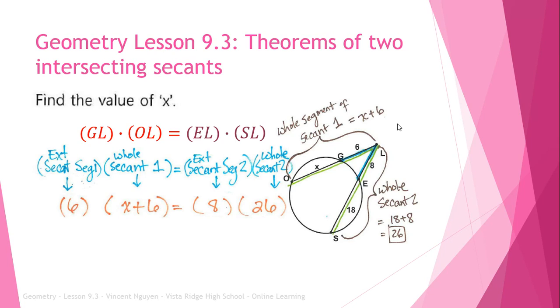And then you just solve this equation, right? You distribute the 6, and then you multiply the 8 into 26. You subtract 36 on both sides to get 6x by itself. And then that would equal 172, because 208 minus 36 is 172. Then you divide it by 6 to get an approximate answer of 28.6 repeating, or 28.7 if you're going to round that up. So that would be the value of the chord OG, or the value of X.